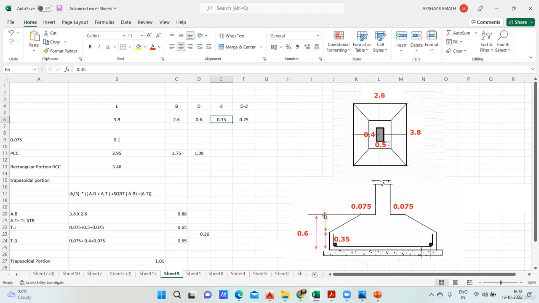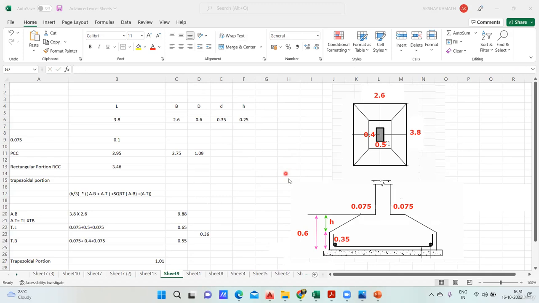Now I want this height. So how do you find this height? Very simple. This overall depth, 0.6 minus 0.35, will give me this height. And this is actually h. Instead of this, I'll write h here. So this portion is called small h. This much is understood? Fine.